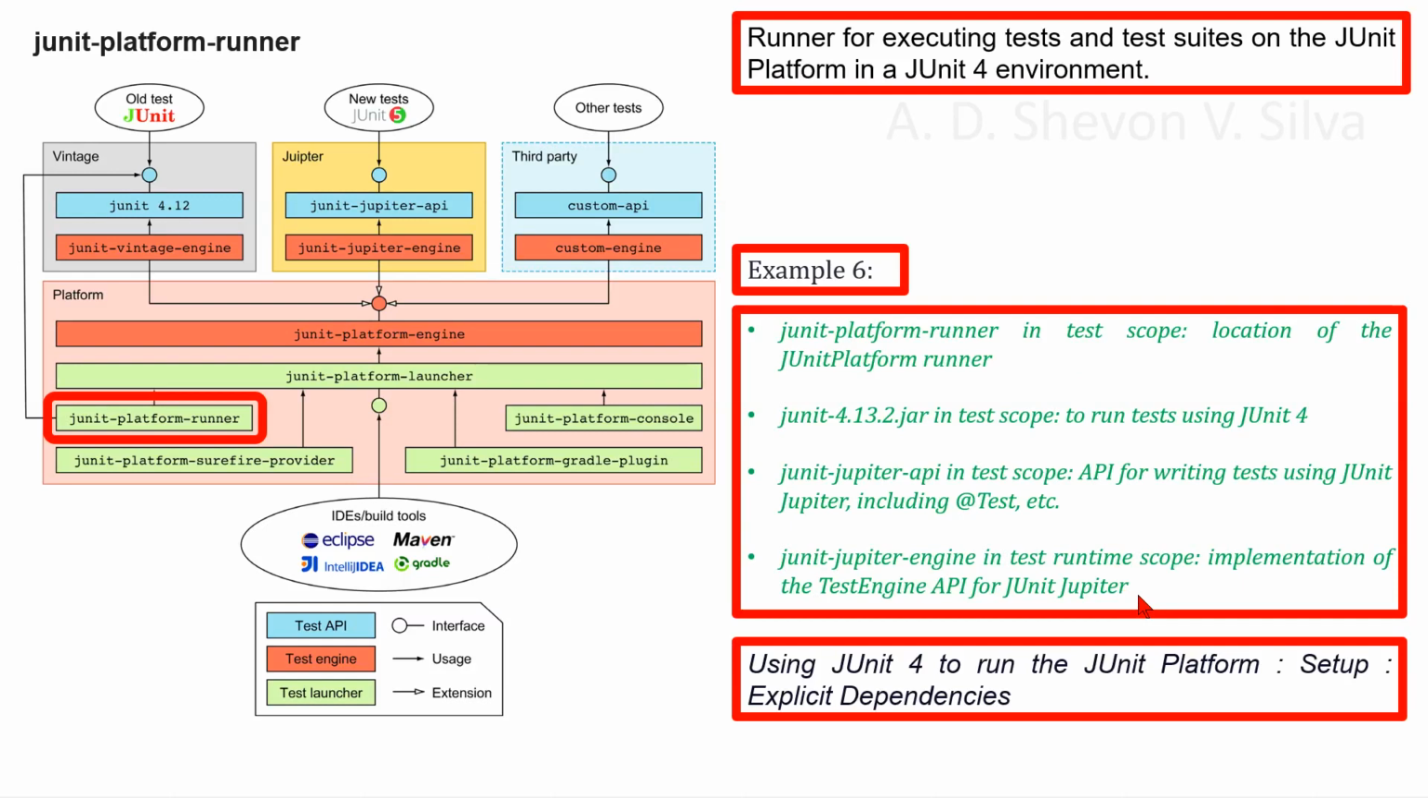Now we are considering explicit dependencies in the setup of using JUnit 4 to run the JUnit platform. JUnit platform runner in test scope, the location of the JUnit platform runner; JUnit 4.13.2.jar in test scope to run JUnit tests using JUnit 4. JUnit Jupiter API in test scope, the API for writing tests using JUnit Jupiter including @Test, etc. JUnit Jupiter engine in test runtime scope, the implementation of the test engine API for JUnit Jupiter.